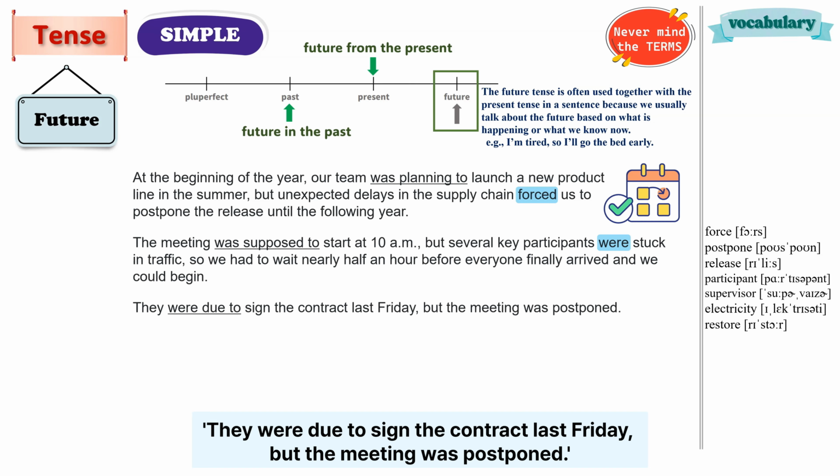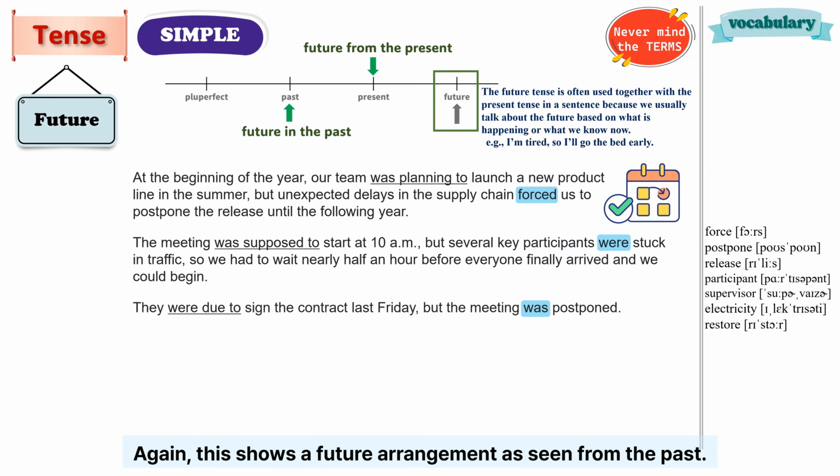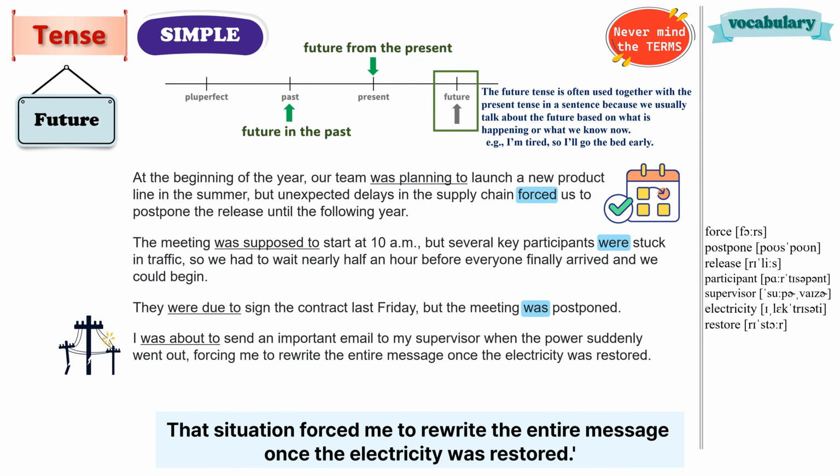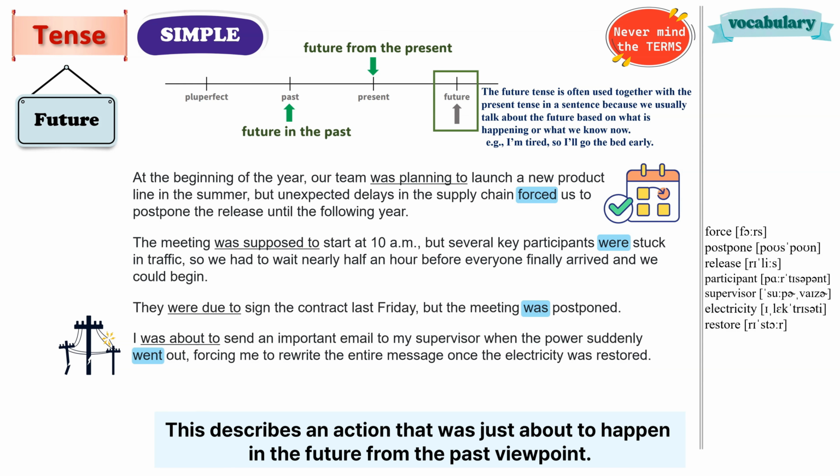They were due to sign the contract last Friday, but the meeting was postponed. Again, this shows a future arrangement as seen from the past. I was about to send an important email to my boss when suddenly the power went out. That situation forced me to rewrite the entire message once the electricity was restored. This describes an action that was just about to happen in the future from the past viewpoint.